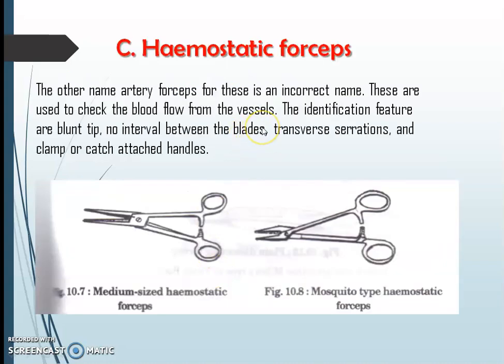Then we have hemostatic forceps. The name artery forceps for this is an incorrect name. These are used to check the blood flow from the vessel. Identification features are blunt tip, no interval between the blades, transverse serration, and clamps or catches attached to the handle. This is medium sized hemostatic forceps and this is mosquito type hemostatic forceps.